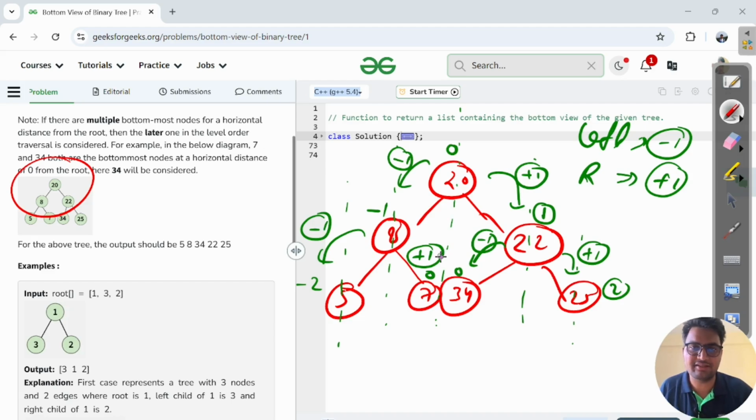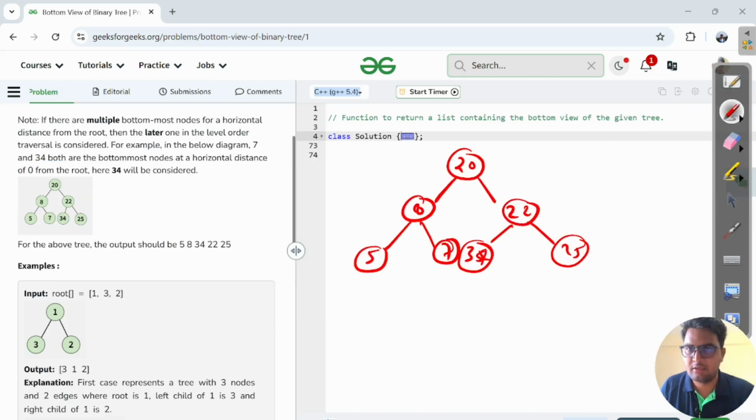So I hope now you are clear with calculating the distance. Just keep in mind, when you go left side, just do the -1, and when you are going right side, just increment it by 1, just do the +1, correct? So that would be the distance from the root. So now let me clear this one first. Now I hope you are clear with the distance.